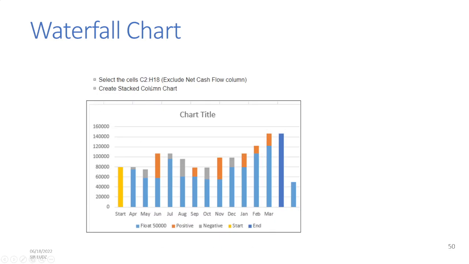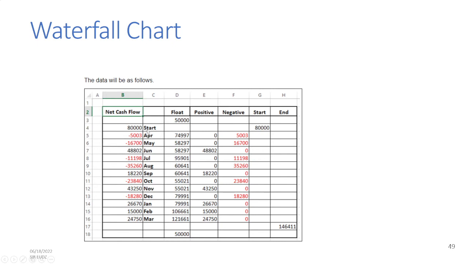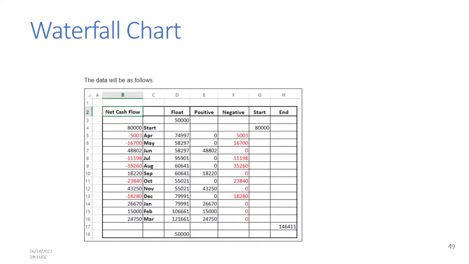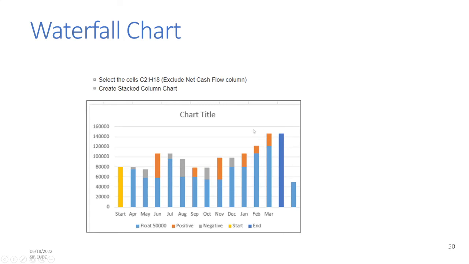Select the cells C2 to H18. So C2 to H18. Exclude net cash flow column. So we did not include the net cash flow column. Create stock column chart. To appear the stock column chart.